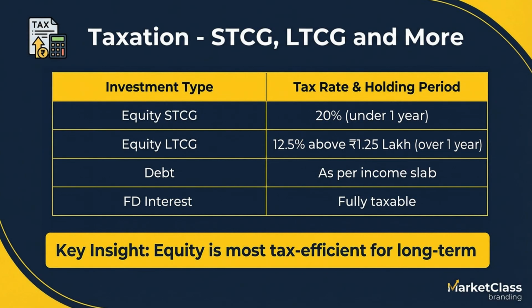Taxation is crucial because what matters is your post-tax return. For equity, if you hold for less than 1 year, gains are taxed at 20%. This is short-term capital gains or STCG. If you hold for more than 1 year, gains above 1,25,000 are taxed at 12.5%. This is long-term capital gains or LTCG.